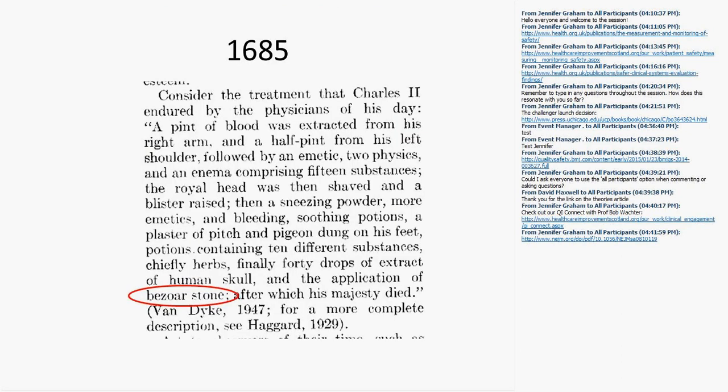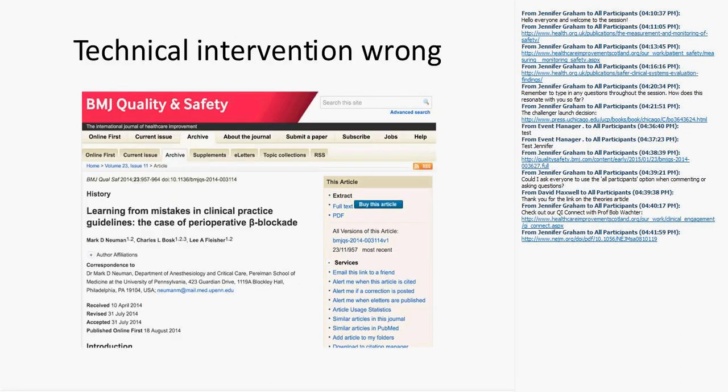So Charles was ill one morning and was treated by his physicians. He had a bit of blood extracted from his right arm, a half pint from his left arm, an emetic, an enema comprising 15 substances, his head shaved and so on, and finally he was given the bezoar stone, which seems to have finished him off. So he had perfect technical execution. The interventions were implemented correctly. It's just that the technical interventions were completely wrong. None of these things were going to help our patient.